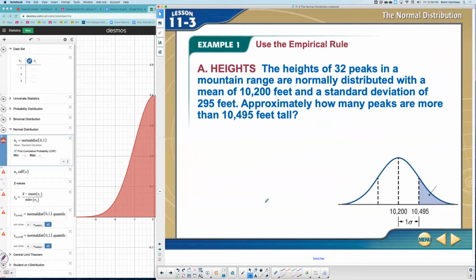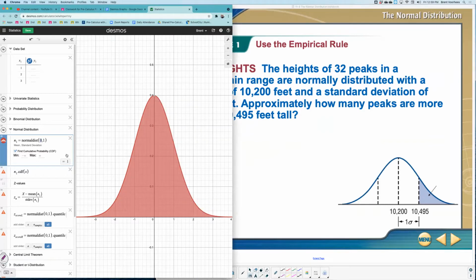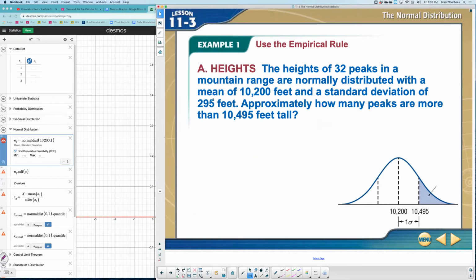So here is an example. It says the heights of 32 peaks in a mountain range are normally distributed with a mean of 10,200 feet and a standard deviation of 295 feet. Approximately how many peaks are more than 10,495 feet tall? So here's the idea. We have 32 peaks, that's how much the sample is, with a mean of 10,200, type that in over here, and a standard deviation of 295.